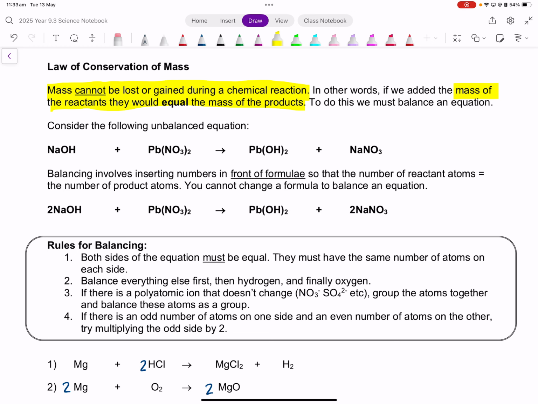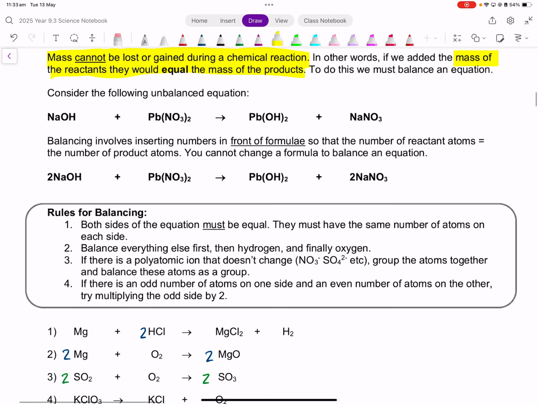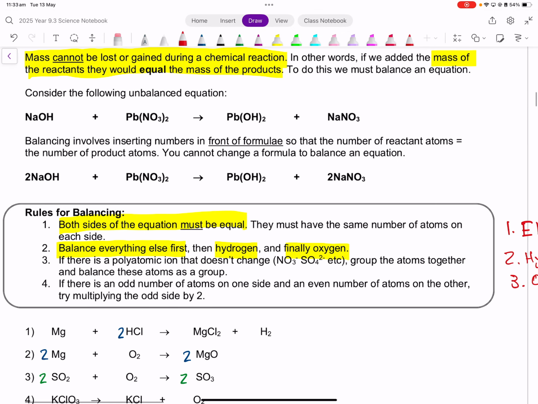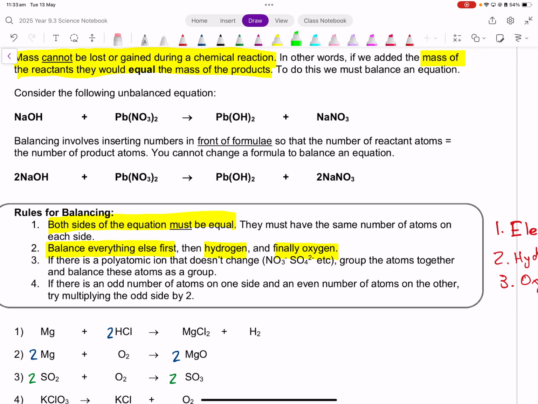So what does this mean for us? Well, it means that there are 4 main rules. Number 1, as we just mentioned, both sides of the equation must be equal. So we need to have the same number of atoms on both sides. We then balance all of the elements first, then hydrogen, and then oxygen. So I'm actually going to write that down the side as number 1, we do all of the elements. Number 2, we do hydrogen. And number 3, finally, we balance oxygen.